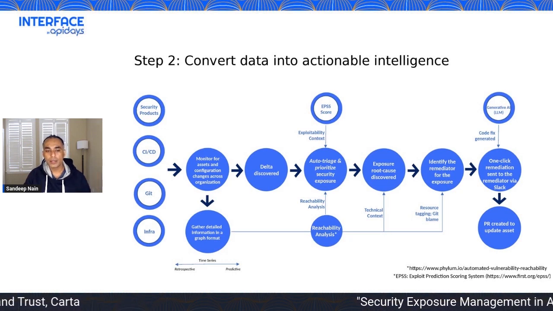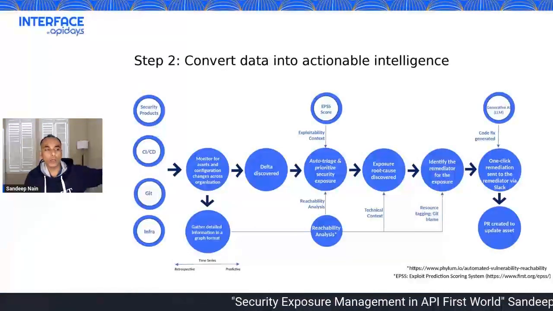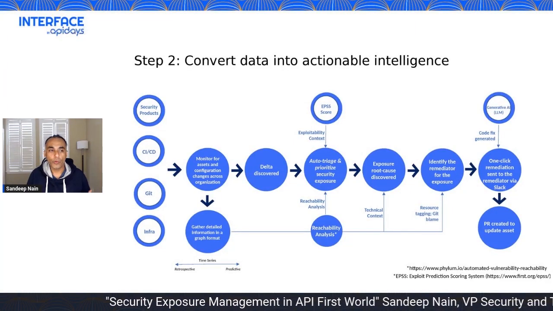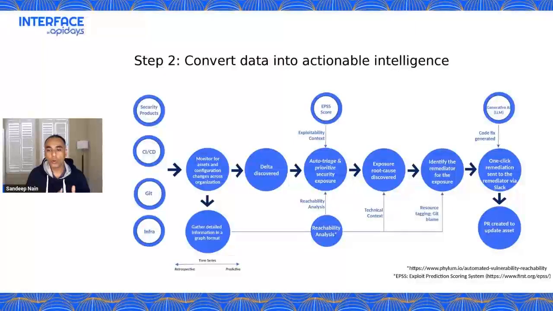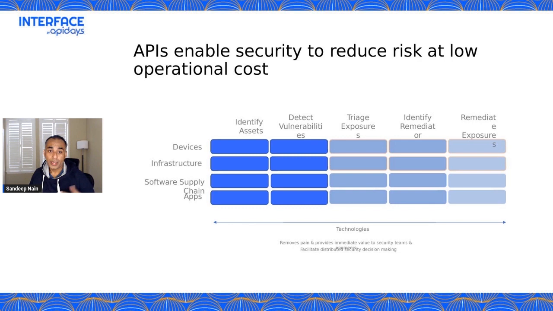By doing that, not only were you able to consume and leverage the APIs to understand where the vulnerabilities are, but you really removed the manual operational overhead in the process of triaging it, finding the right person, and then fixing it. So yes, APIs enable security and reduced risk at low operational cost. Things that were very manual in the past are becoming more automated, and they can be automated in this manner. It removes the pain of security teams and engineers, and also provides immediate value from the security products.